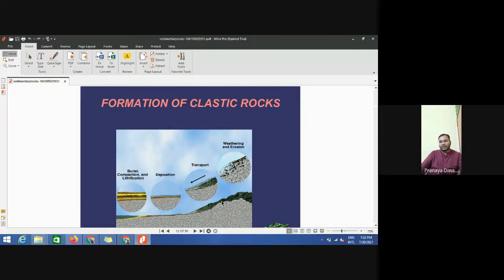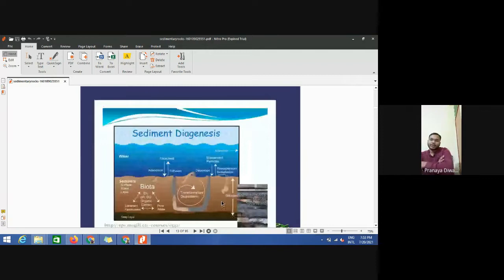you have a sedimentary rock. Then what is sediment diagenesis? How does sediment diagenesis take place? So sediment diagenesis is nothing but a transformation of the rock into a different one.